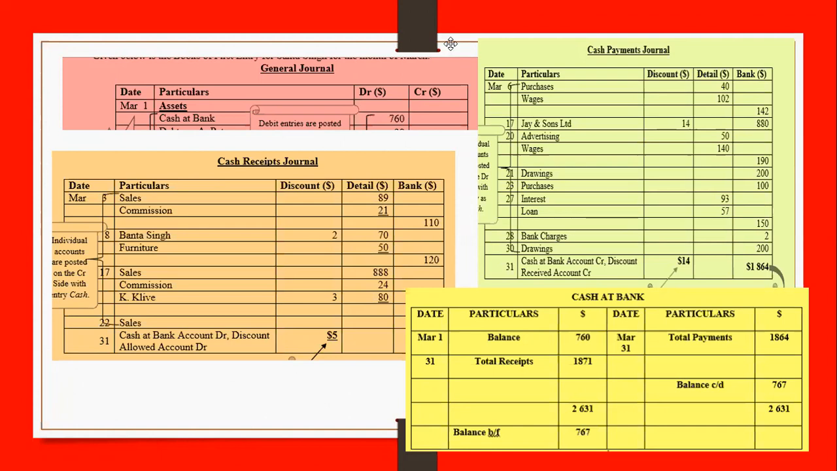What is the total debit side? Unmute yourself. I hope we are still not on our beds. No one is responding. Thank you, Shannon. 2631. Okay. Now, 2631 is the total for the debit side. Now, calculate the total for the credit side. What is the total for the credit side?